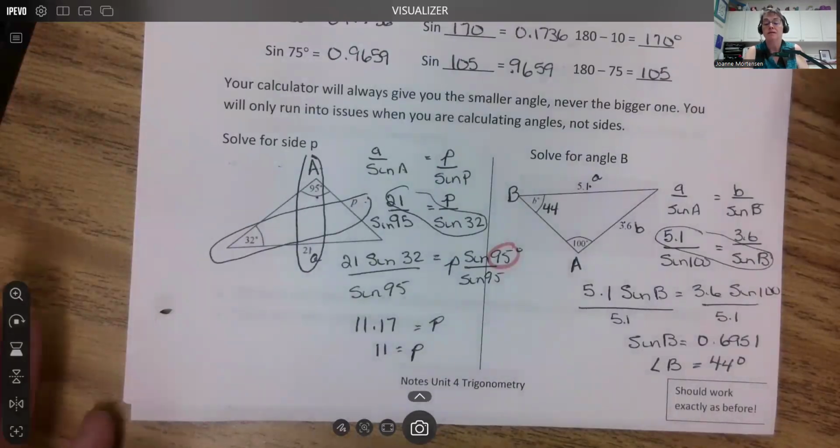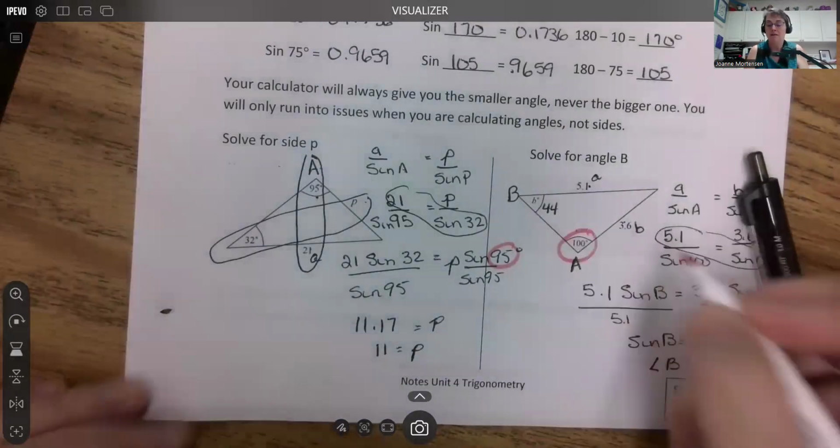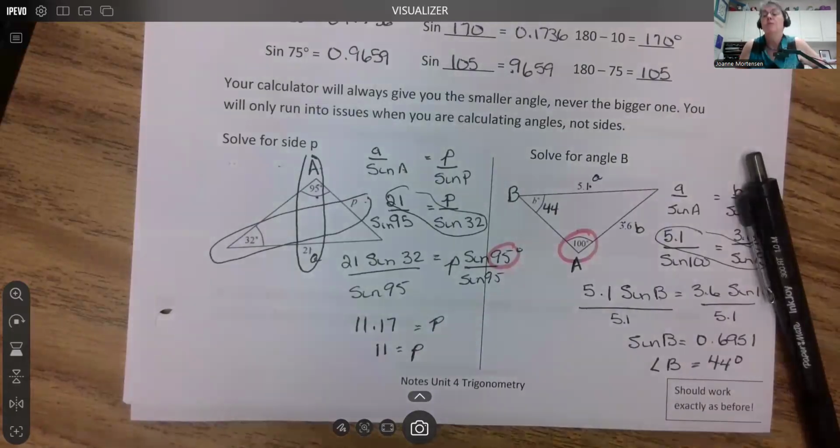Okay, so far so good. This worked the same. Again, the point of it was we had angles that were over 90 degrees, so they were obtuse. They still worked out just fine.